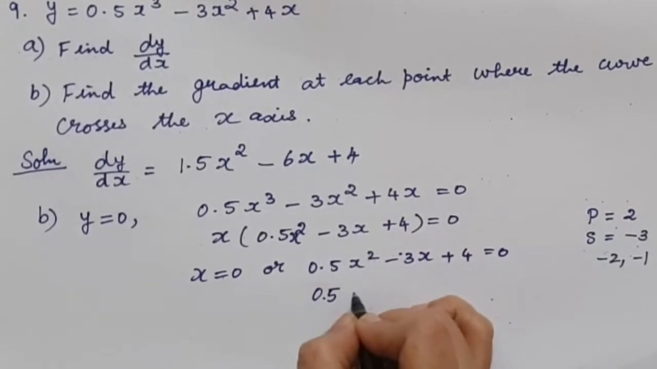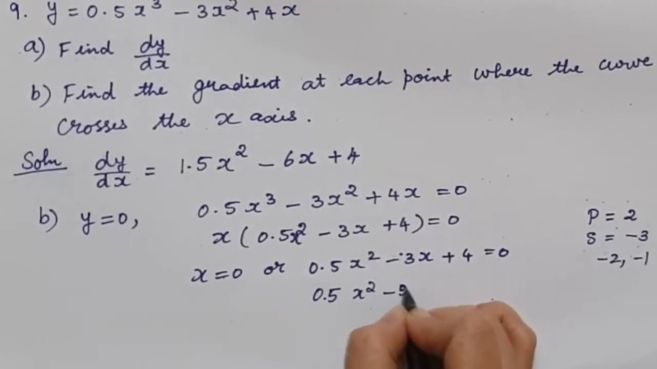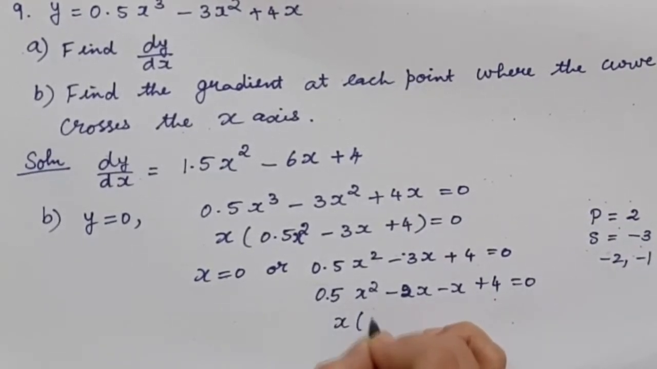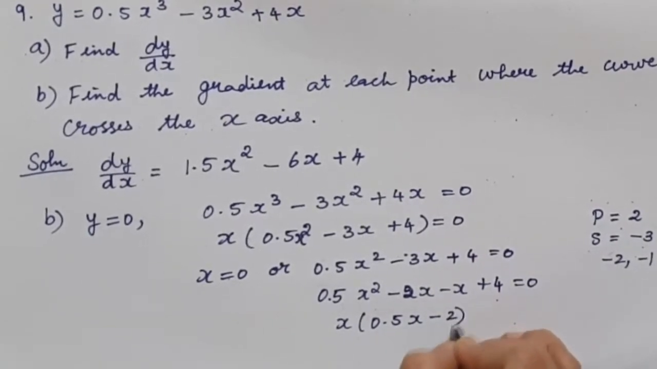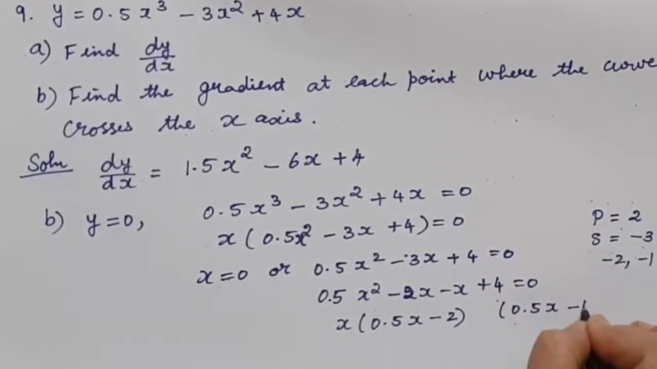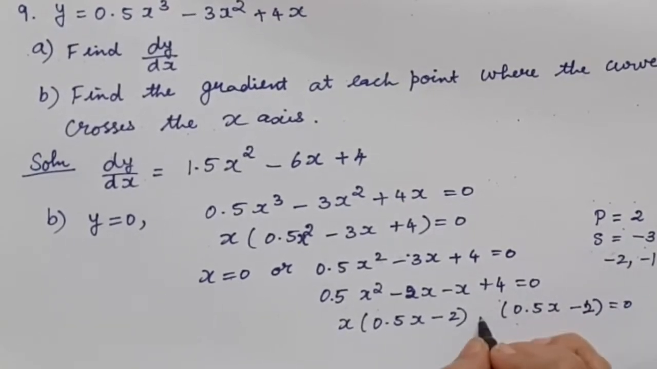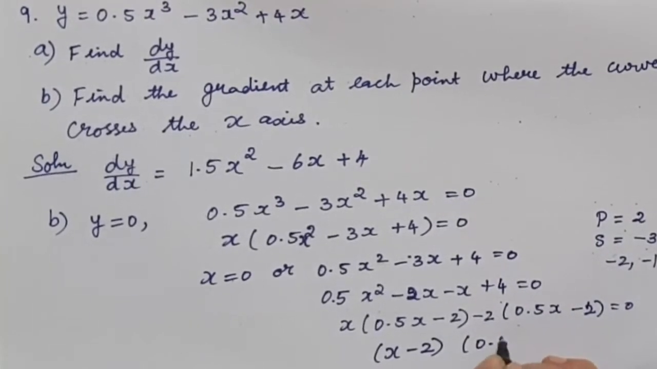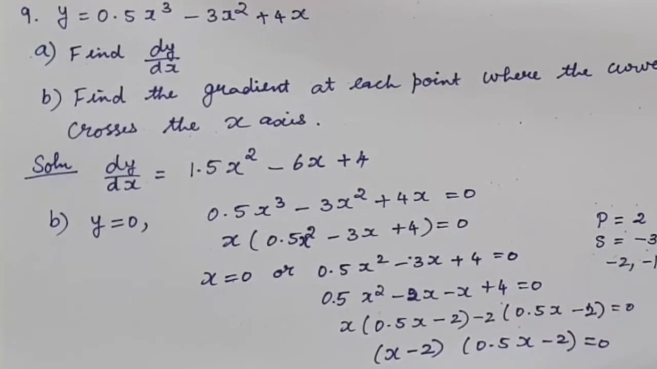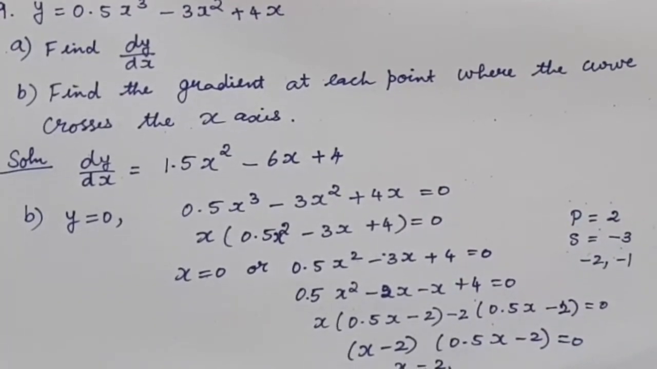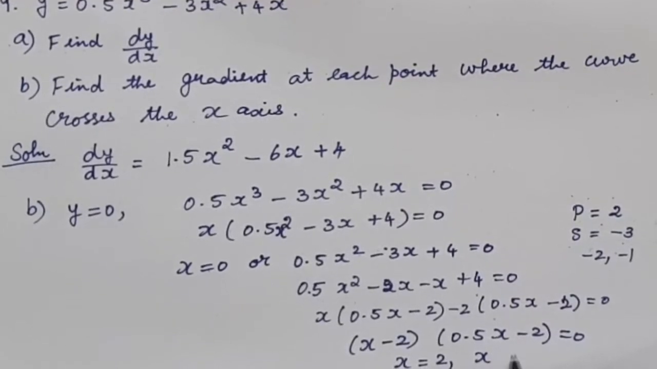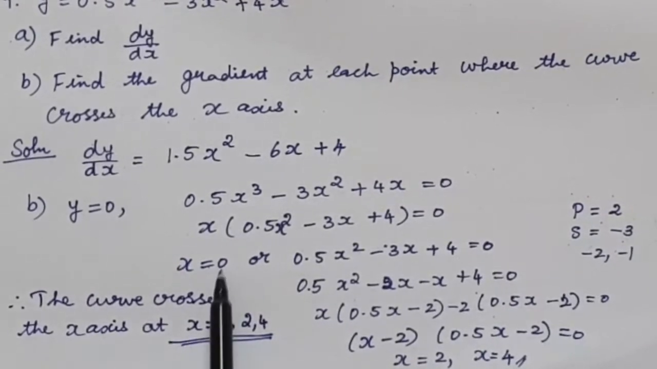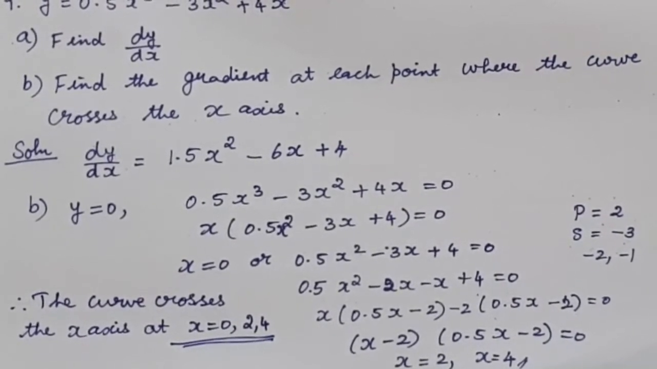So it's 0.5x squared minus 2x minus x plus 4 equal to 0. So x is common. x(0.5x minus 2), minus 1(0.5x minus 2) equal to 0. Then multiply by a negative 2. So it comes as (x minus 2)(0.5x minus 2) equal to 0. So now when we simplify, we get x equal to 2. x will be equal to 2 over 0.5, so it will be equal to 4. So the curve crosses the x-axis at x equal to 0, x equal to 2 and x equal to 4.